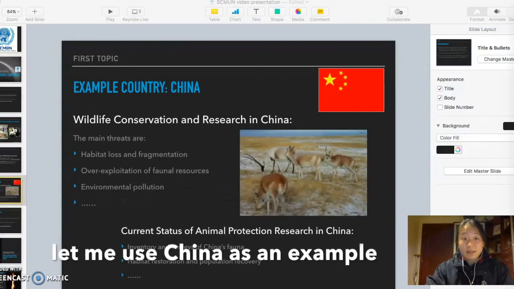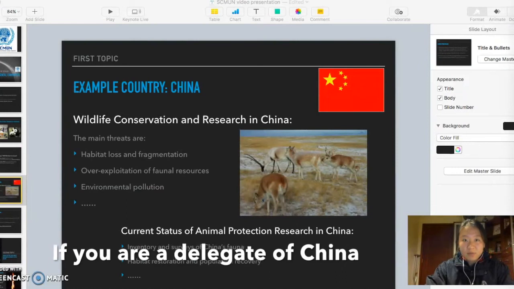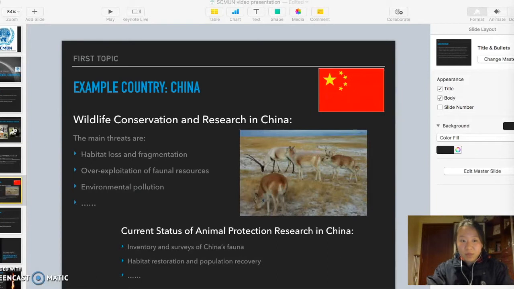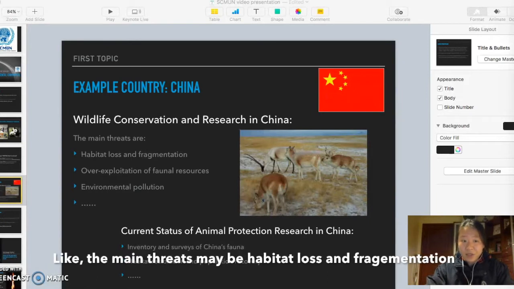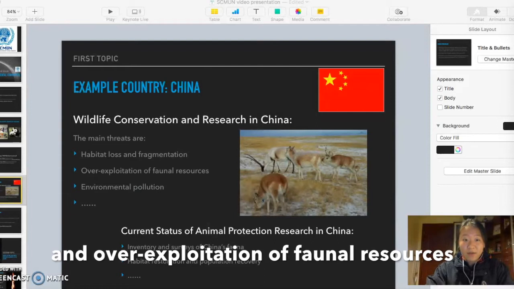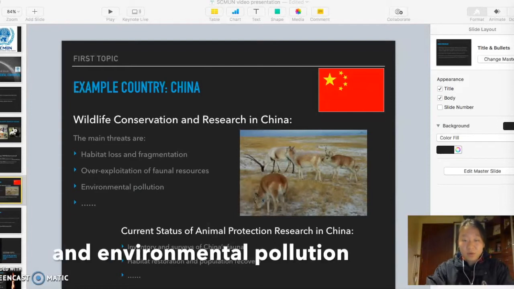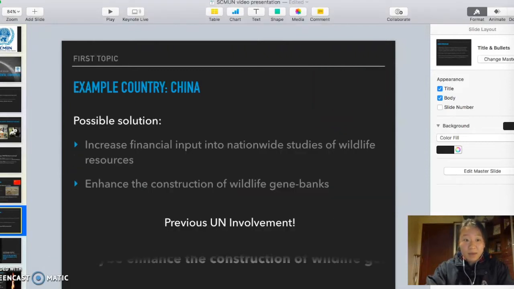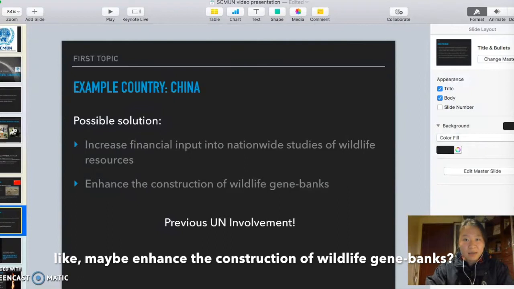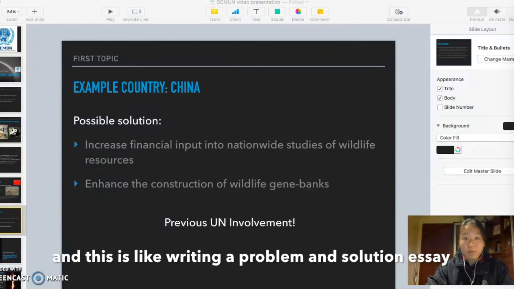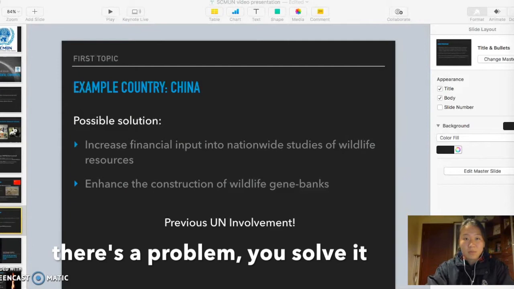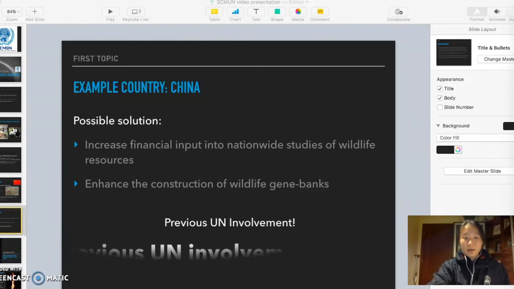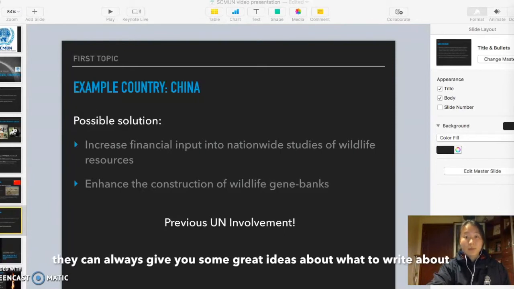Let me use China as an example. If you are a delegate of China, you need to think about the wildlife's current status in your country, like the main threats, which may be habitat loss and fragmentation, overexploitation of valuable resources and environmental pollution. So based on that, you need to think about the possible solutions, like maybe enhancing the construction of wildlife gene banks. And this is like writing a problem-solution essay. There's a problem, you solve it. And you're always welcome to check some previous UN involvement. They can always give you some great ideas about what to write about.